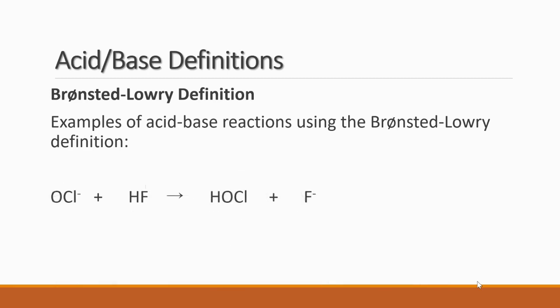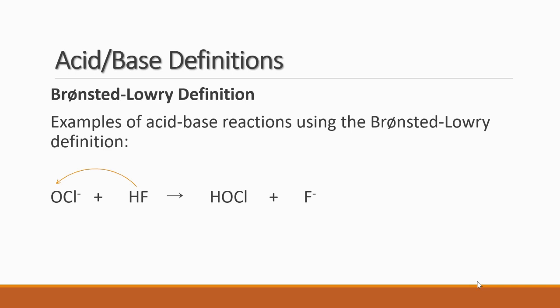Here's another example. The OCl negative, the hypochlorite ion, reacting with hydrofluoric acid, HF. So HF is going to give a hydrogen ion to OCl negative. Since OCl negative is negative, it's capable of gaining a positive ion. So OCl negative with the hydrogen is now HOCl. And then what's left of the acid is the fluoride ion.